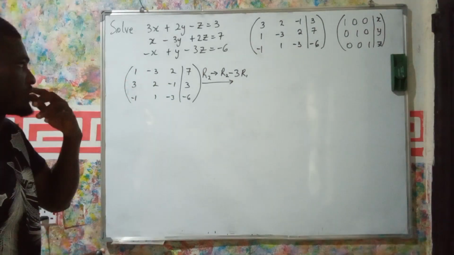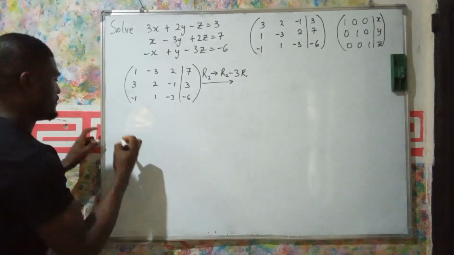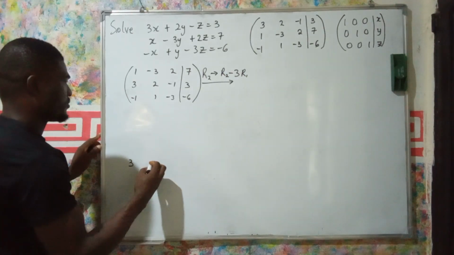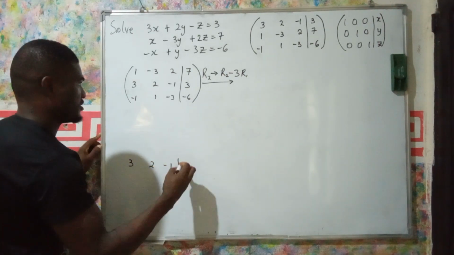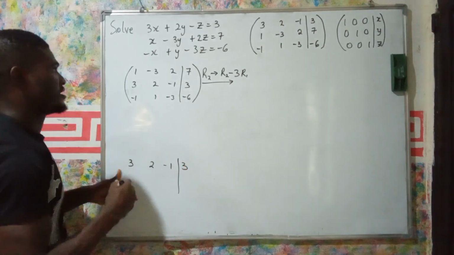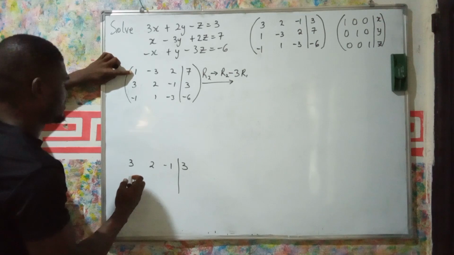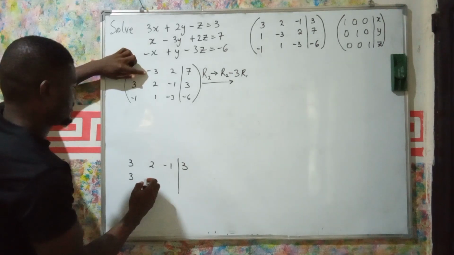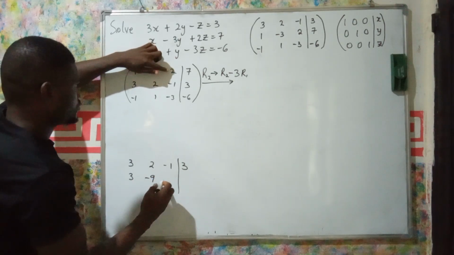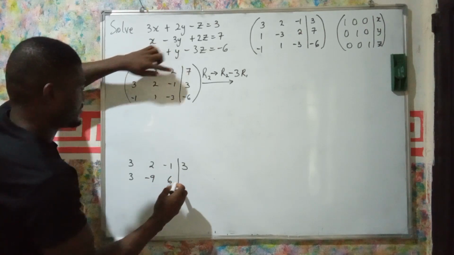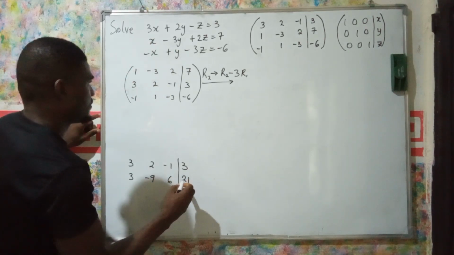Alright, so let's look at what we are talking about. This is what we have as the second row: 3, 2, minus 1, and the result is 3. And then 3 times the first row: 1 times 3 becomes 3, minus 3 times 3 becomes minus 9, 2 times 3 becomes 6, and 7 times 3 becomes 21.